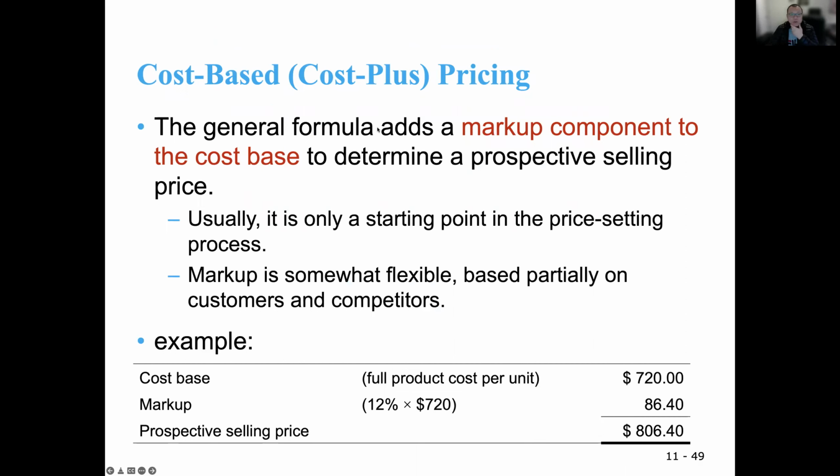So this is one example for cost-based pricing or cost-plus pricing. We talked about this already, so we give one example here. Suppose that the full product cost per unit is $720. The markup is 12%. So 12% times $720, that's $86.40. The prospective selling price will be my full cost plus my markup, so that's $806.40.